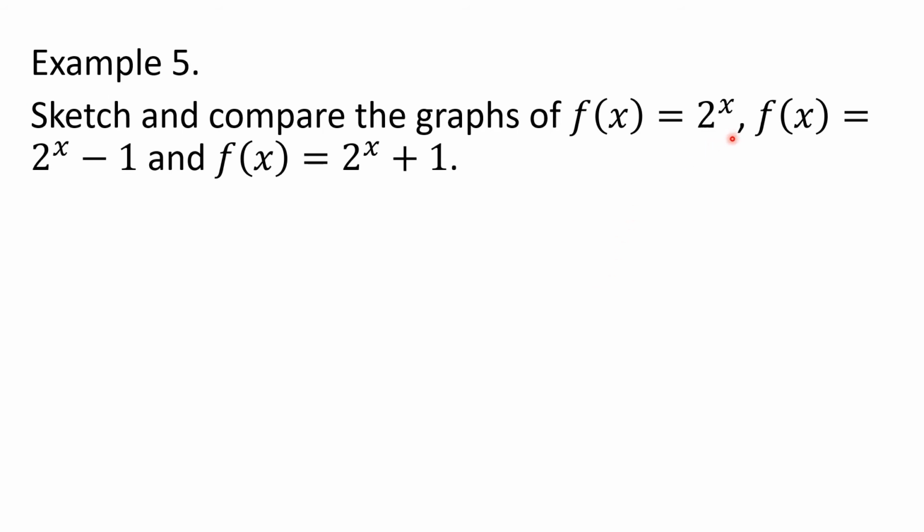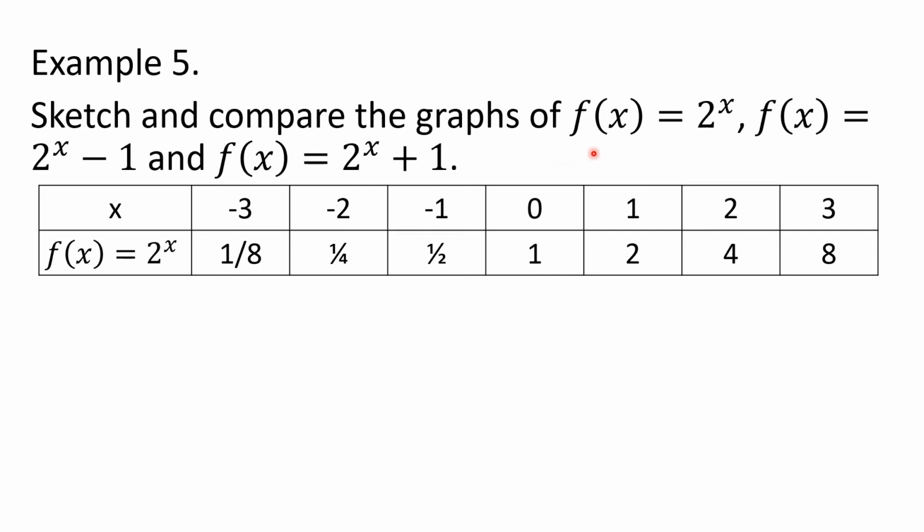This time, all have b to the x. All a's are equal to 1, but they differ with the value of d. d here is 0. In the second equation, it is negative 1, and in the third, it is positive 1. So let's see how their graphs and even table of values differ.